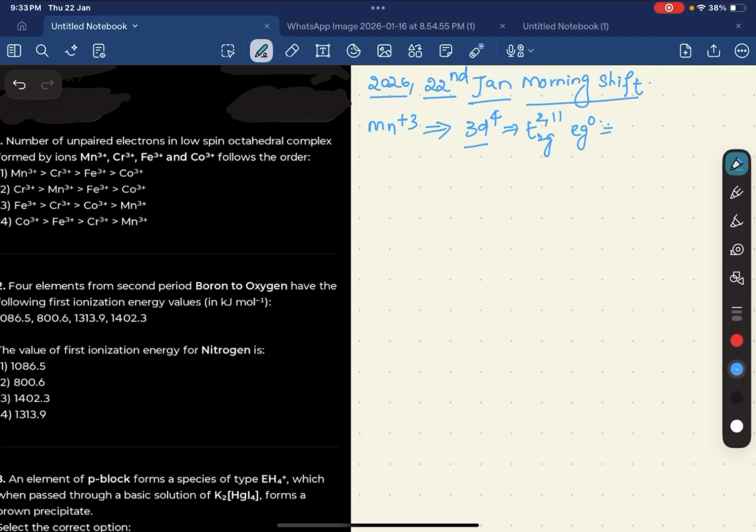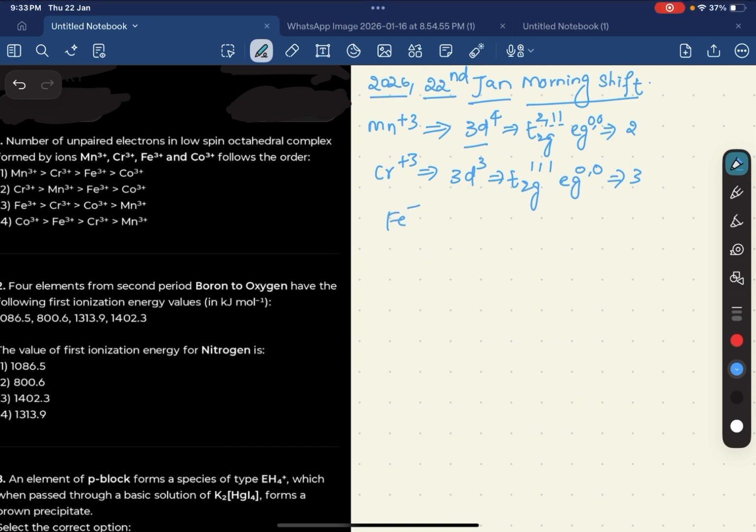So how many unpaired electrons are there, students? 2 unpaired electrons according to Hund's rule. Similarly Cr3+, here the configuration is 3d3. Here also a strong field ligand, so all 3 electrons are unpaired, and eg will be 0 0. So accordingly we will get 3 unpaired electrons.